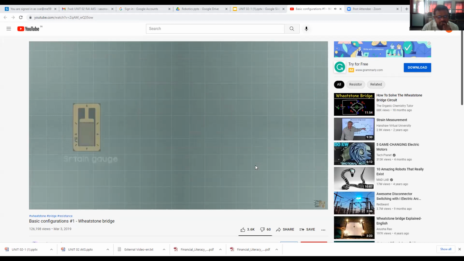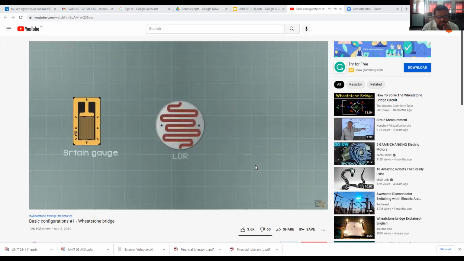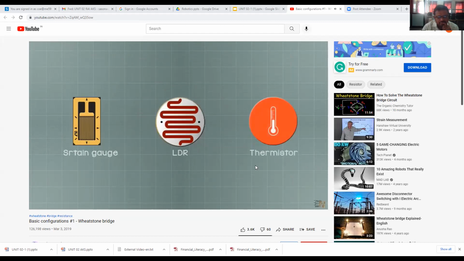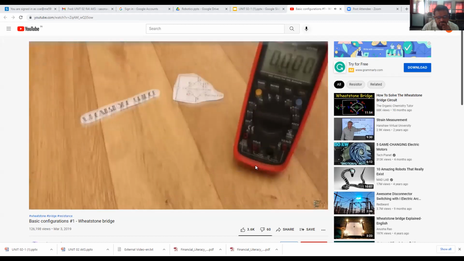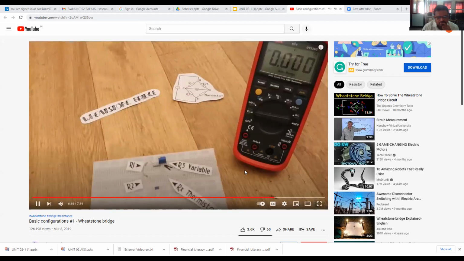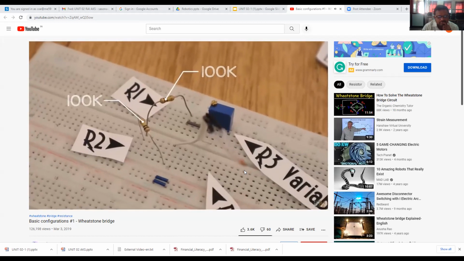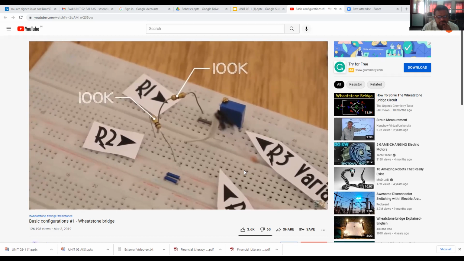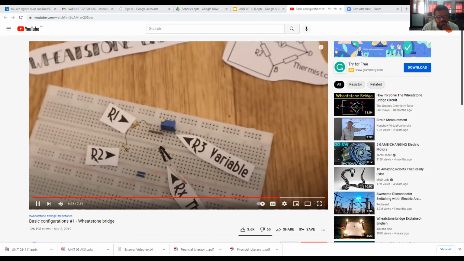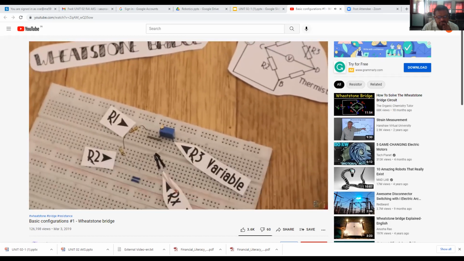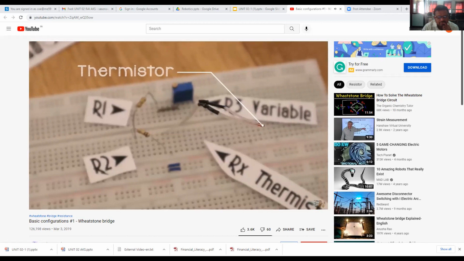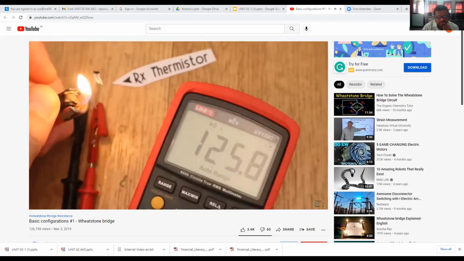We could use this setup with a gauge sensor, a light-dependent resistor, or a thermistor, so we could measure forces, light, or temperature. It is a basic circuit and it is very easy to understand. Okay, so as a short example, I've connected a Wheatstone bridge on my breadboard, and we have two resistors of 100 kilo ohms. Then we have a variable resistor of 200 kilo ohms, and then we have a thermistor that will go up to 200 kilo ohms.